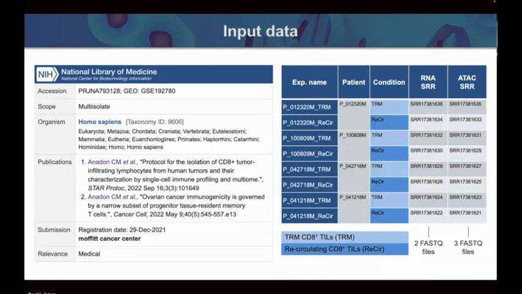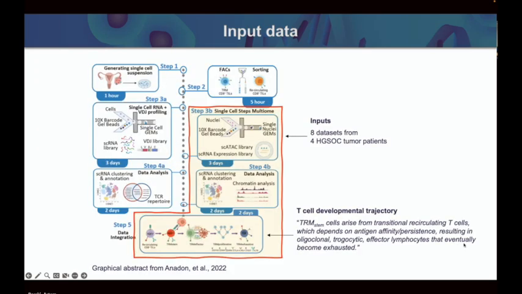The examples are based on a paper that was published some time ago. The data are, of course, in GEO, and we were able to download the FASTQ files for RNA and ATAC. Then we used them as an example here.